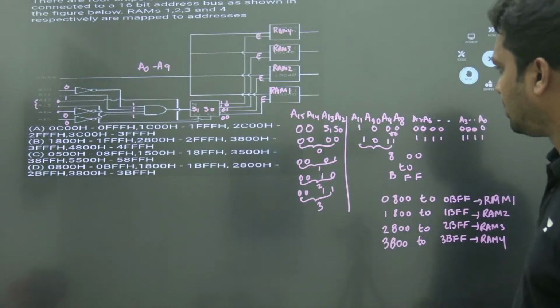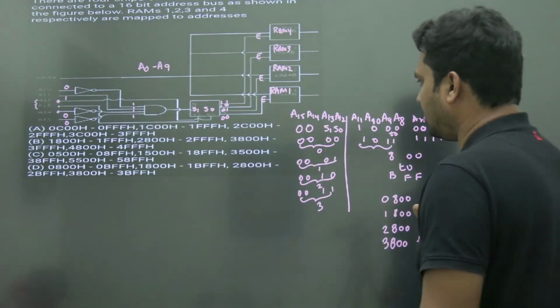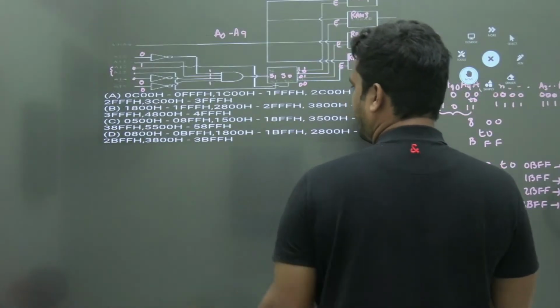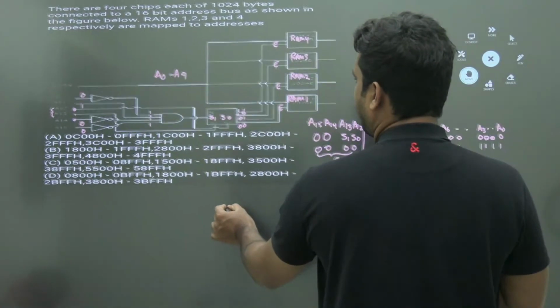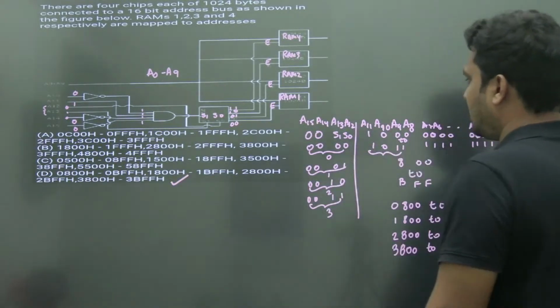So what is the formula? 8002 0B double. So option D. I hope you understand. Okay.